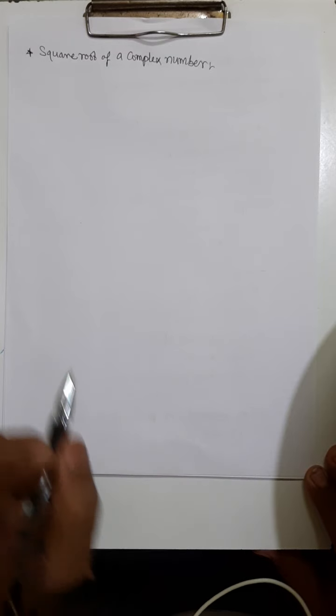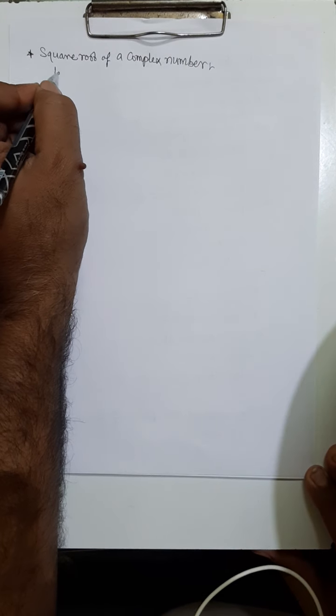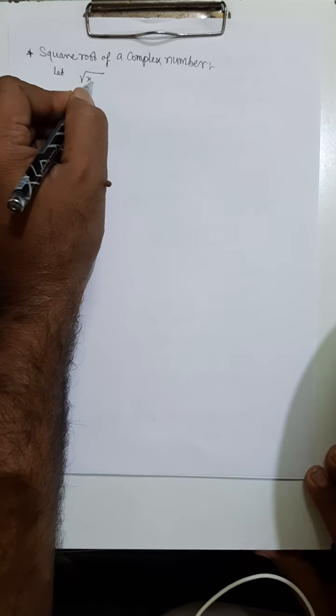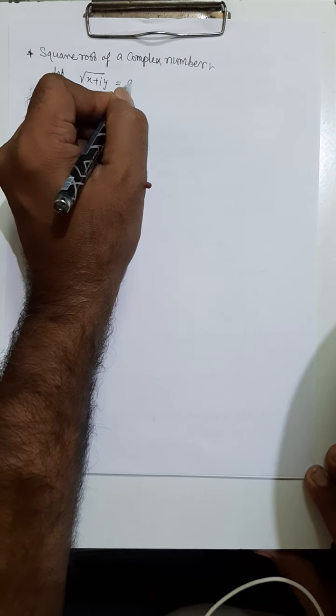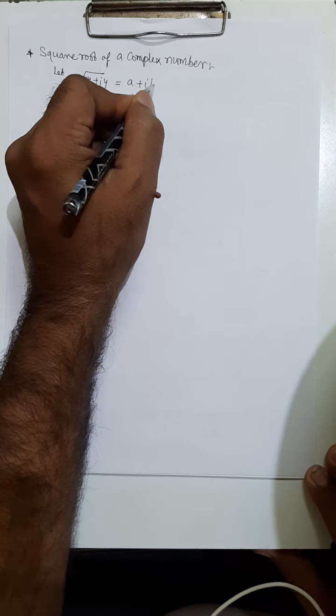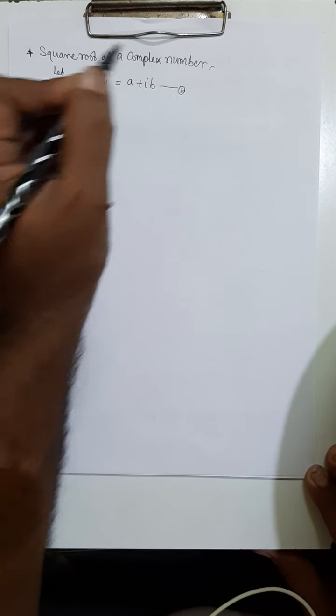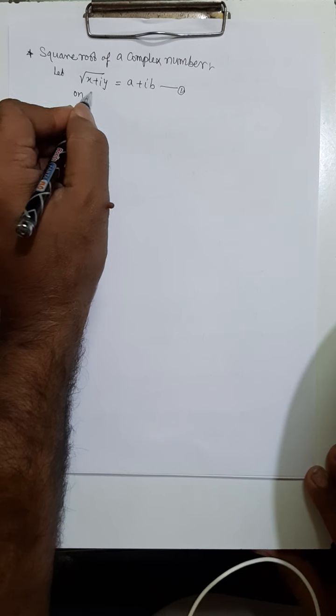Suppose we have to find square root of a complex number x plus iy. Let square root of x plus iy, so we write, is equal to a plus ib. Suppose equation number 1. Note that we have to find square root of given complex number x plus iy. So your first step is to write square root of that given complex number equal to, we suppose, a plus ib. Next step here, squaring both sides.